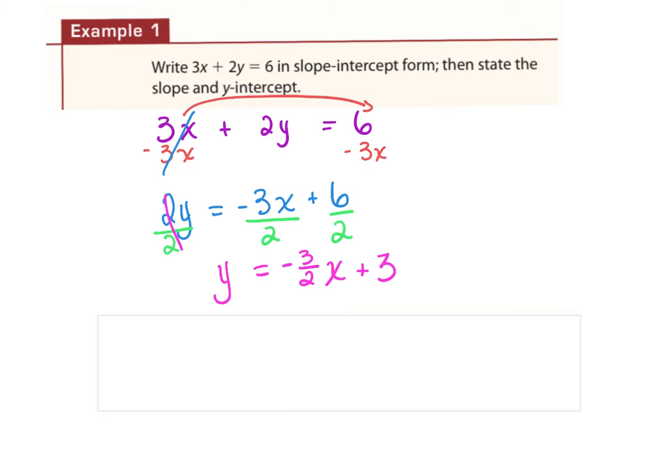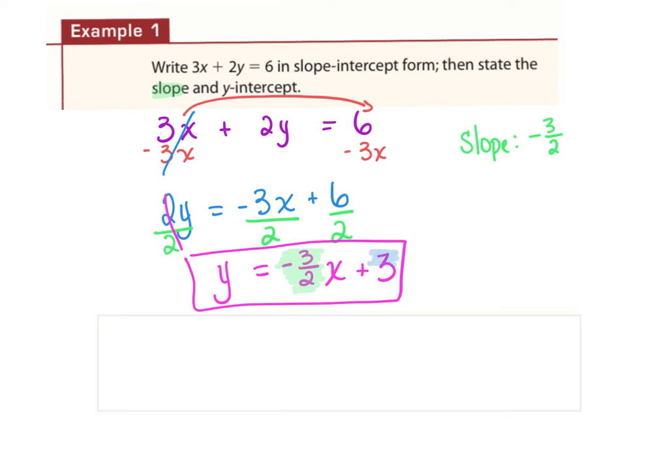Okay. This is in the form y equals mx plus b. So now it's asking for my slope. My slope is the number in front of my x. So if it's asking for slope, then my slope is -3/2. My y-intercept, that is the b of this equation. So it's also asking me for the y-intercept, which is going to be +3.